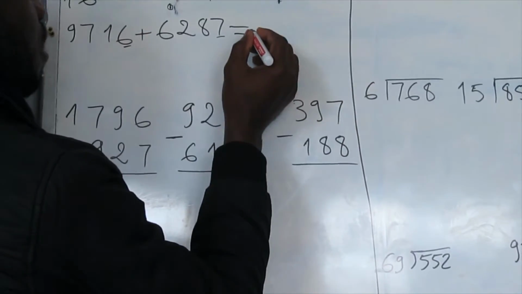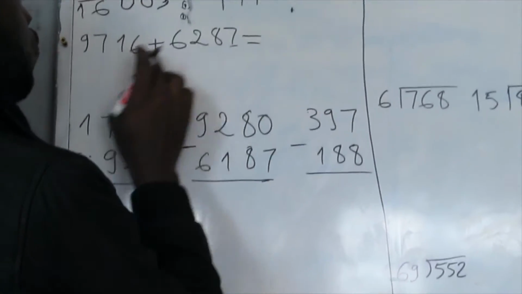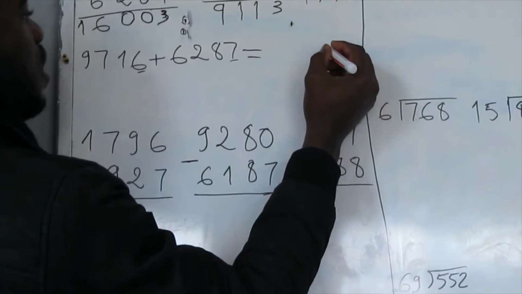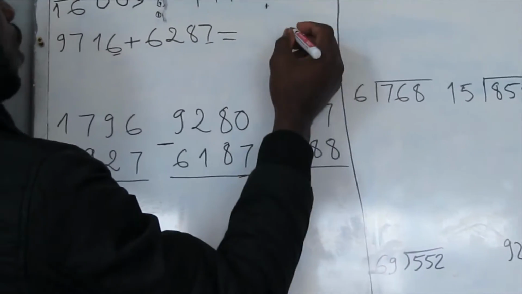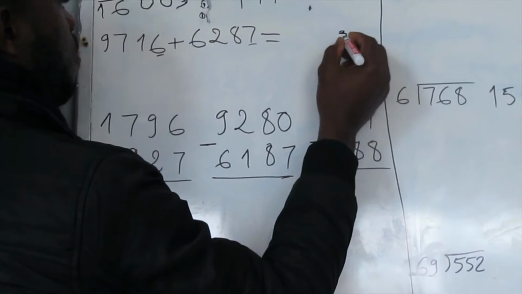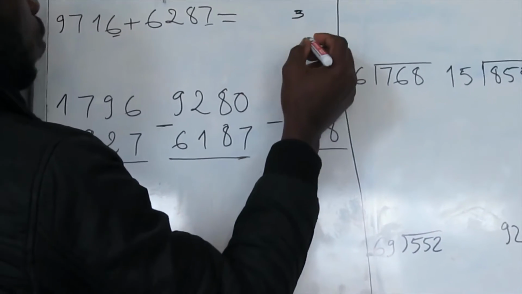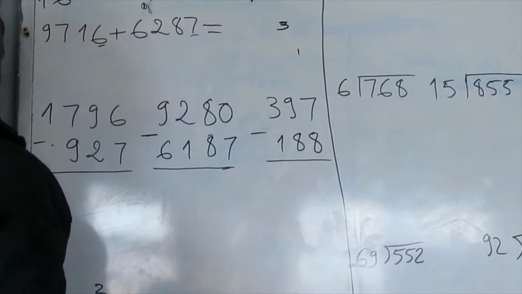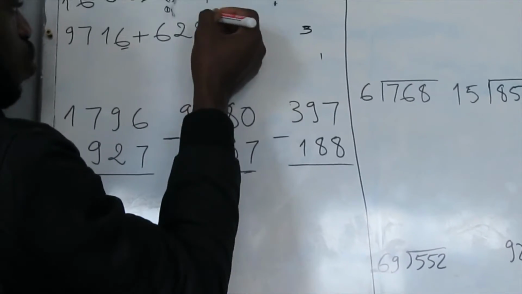You're not going to start writing your answers here, because you start from your right, you're going to your left. So I start somewhere for me to have a space. Equal to 13. 13, you write 3, and you carry 1. Now you go to the next one. The next one is what?